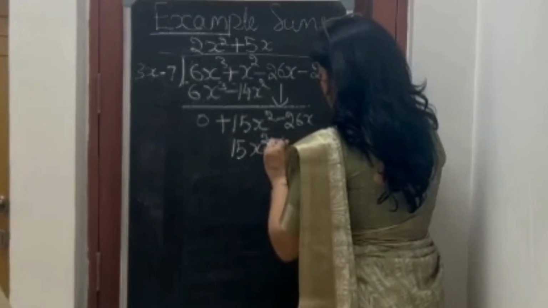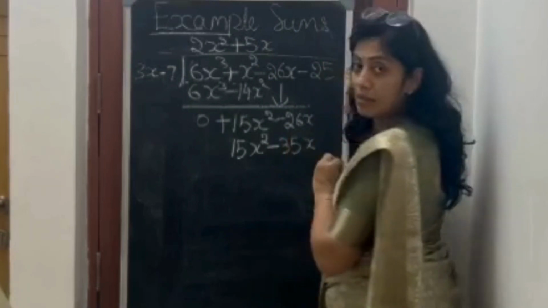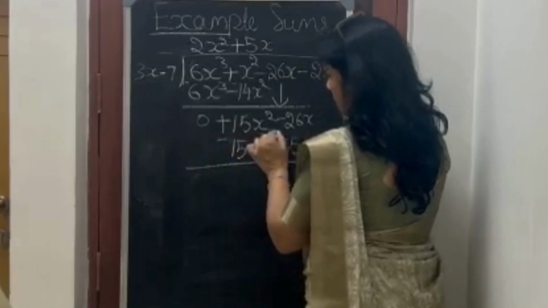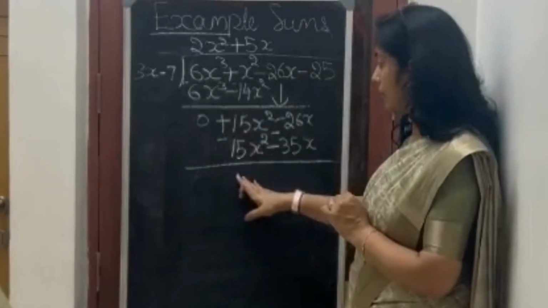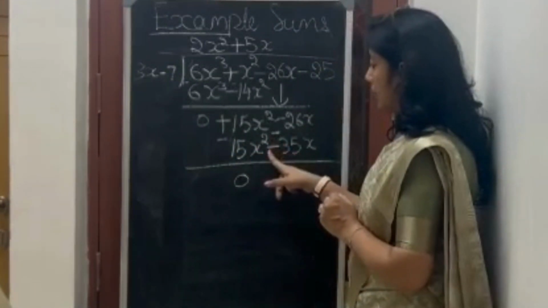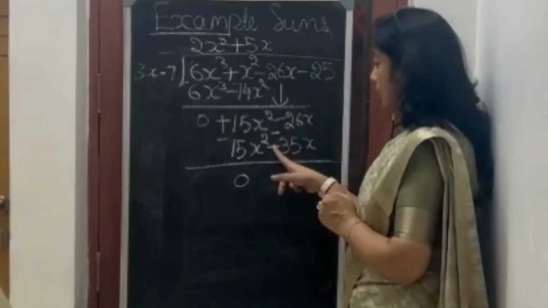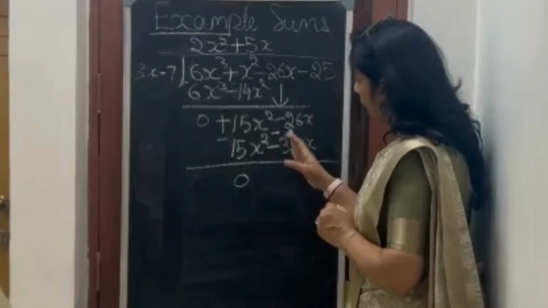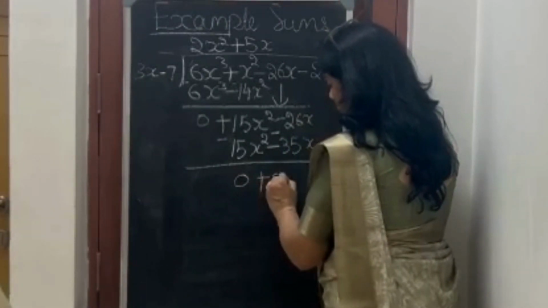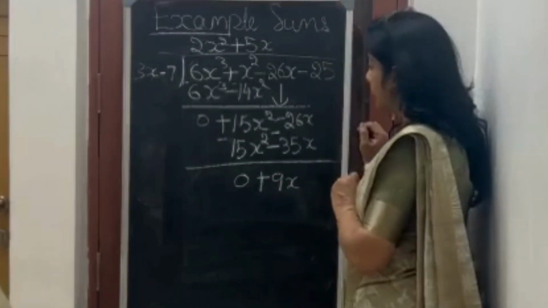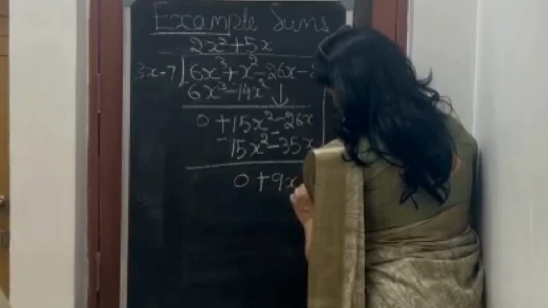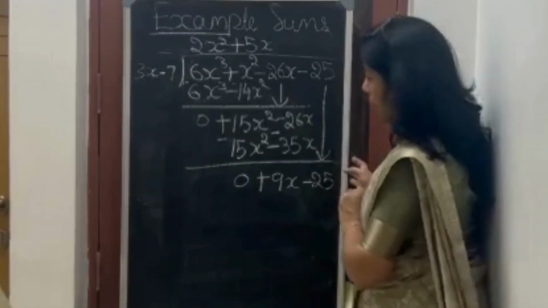So it is minus 35x. Now again, in division what we have to do is subtract them. So plus 15x minus 15x will become 0. Then minus and minus will become plus. So it is plus 35x now. Now plus 35x minus 26x will give you plus 9x. Then I have to take this number down. So that is minus 25.